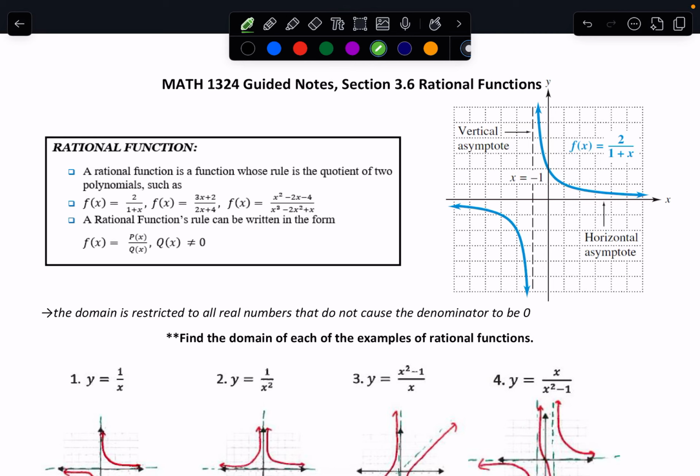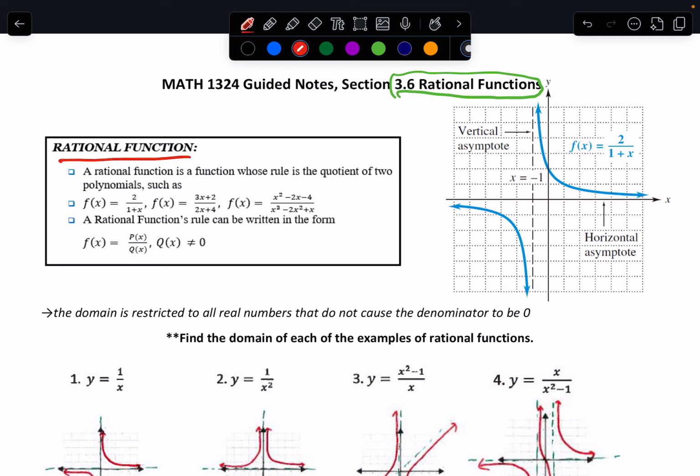Hello, this is lesson 3.6, rational functions. So again, at any point during this lesson, feel free to pause the video and try the examples on your own. Okay, we're going to be talking about rational functions.